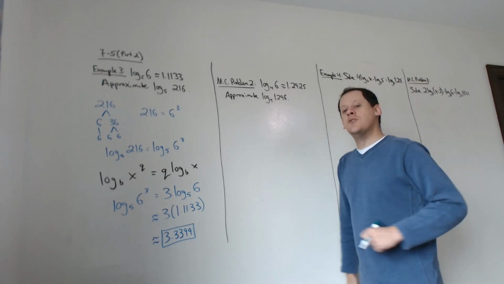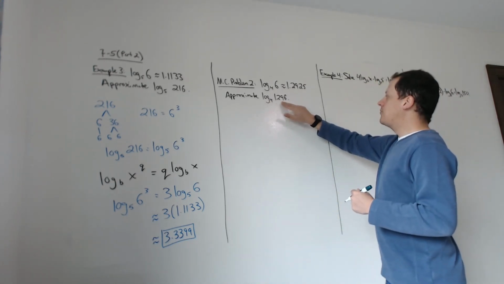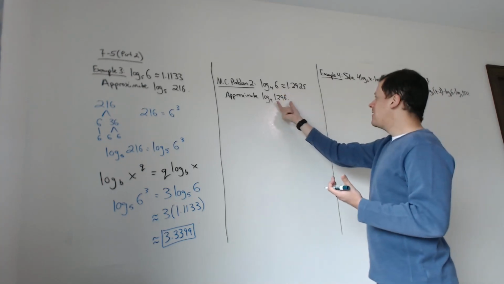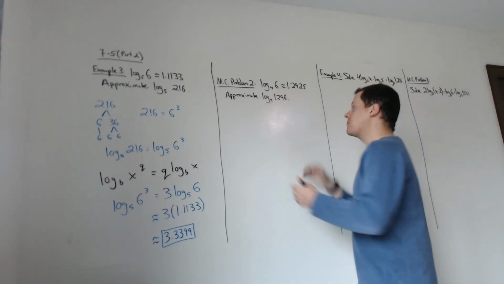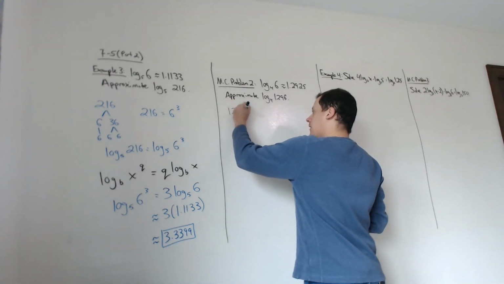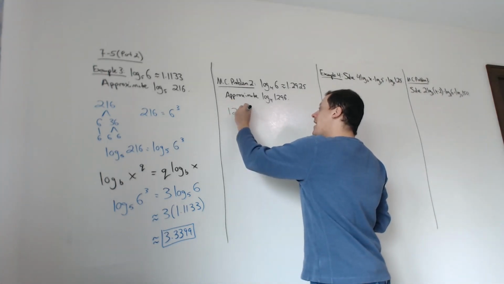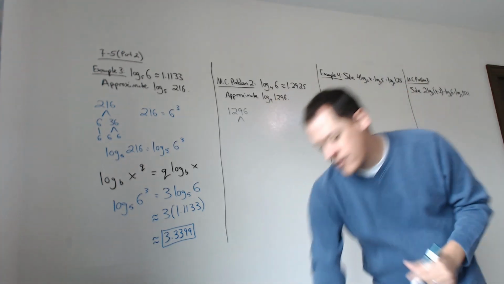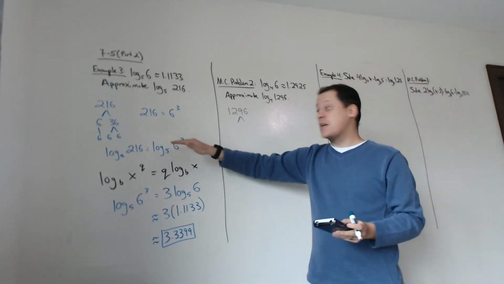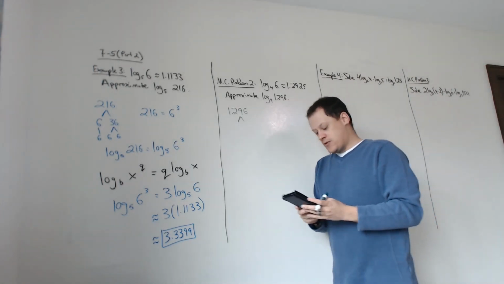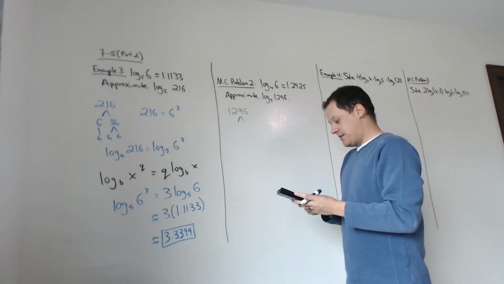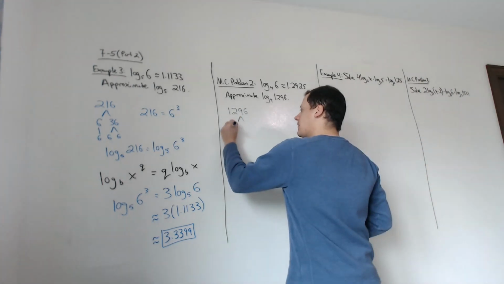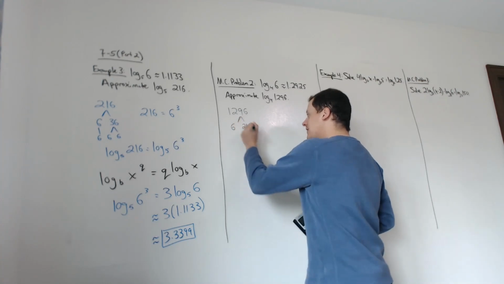All right, let's do this. We want to approximate log base 4 of 1296, but all we know is log base 4 of 6. So not only am I going to be breaking this number down, but as I do that, I'm going to be looking again to see if I can break it down by 6's. Because if I can, it's going to be very similar to what we've done here. So I'm going to do 1296 divided by 6. You're never going to believe this. It's 6 times 216.